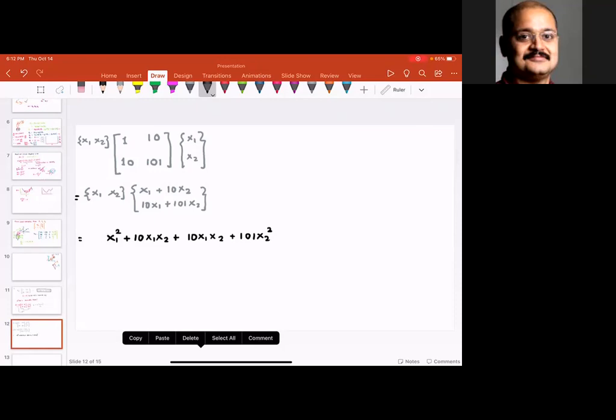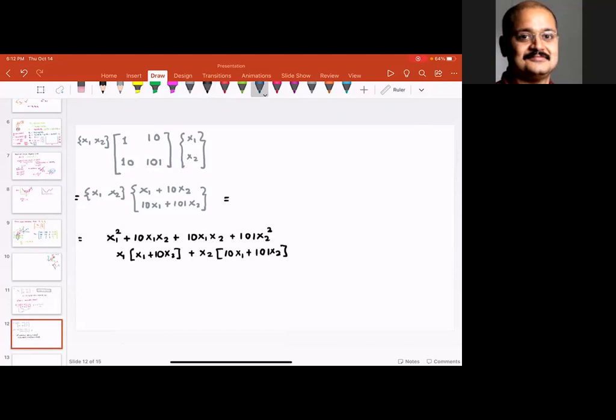So x1 multiplied by x1 plus 10 x2, plus x2 multiplied by 10 x1 plus 101 x2. Do you agree with me? This is what I get. Now the key observation here is this.